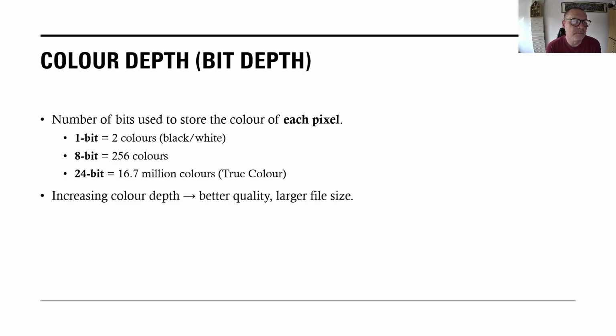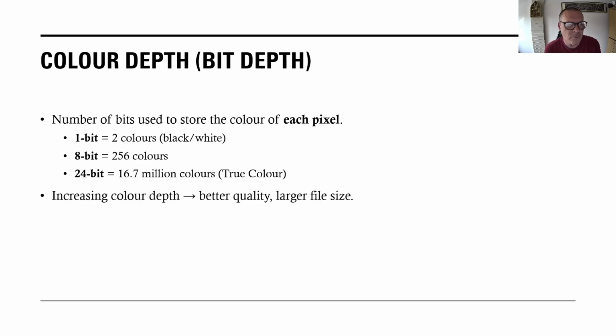In an 8-bit color depth image, we can have 256 colors because we can have a color represented by 0 all the way up to 8 ones, binary for 255, and including 0 makes 256 different colors.